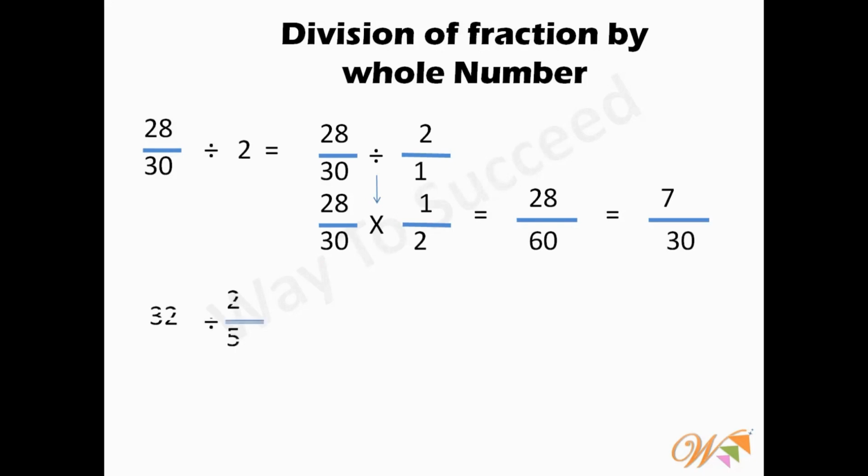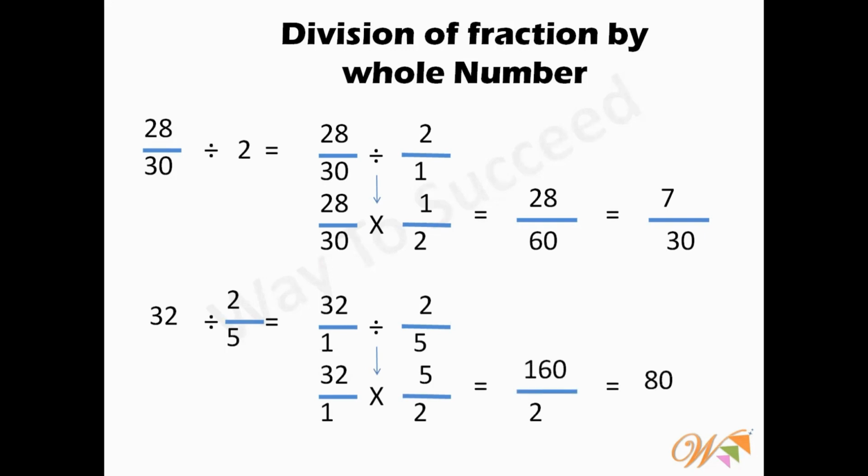32 divided by 2 by 5. Again, in this, I have to divide a whole number with the fraction. Do the same thing. Write 32 as 32 by 1. Now you have a fraction with fraction. So keep the dividend as it is. Change the division to multiplication and reciprocate the divisor. And then multiply. So this gave me 160 by 2, which is equal to 80. So 32 divided by 2 by 5 gives me 80.